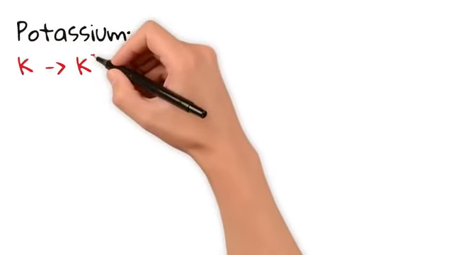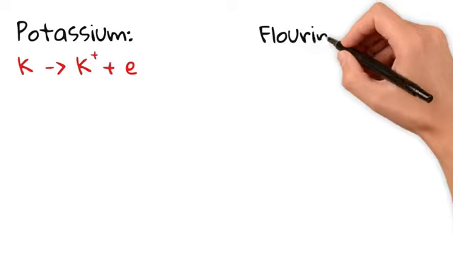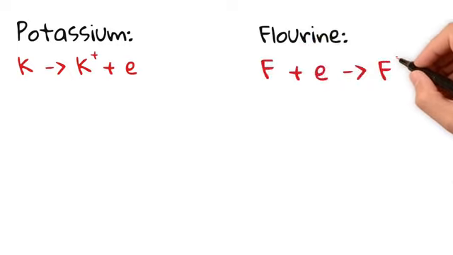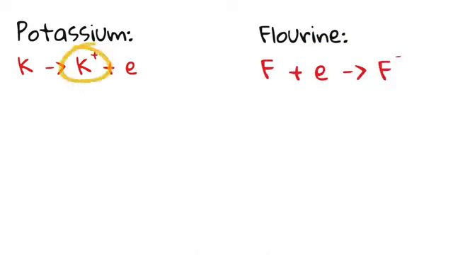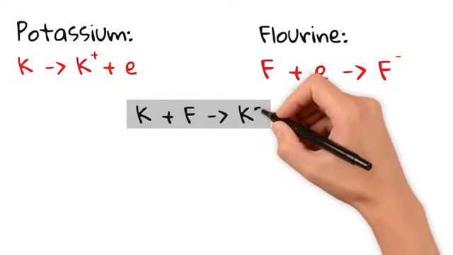Here's the answer. Potassium is a metal with 1 electron in its outer shell. It loses this electron, forming a K+ ion. Fluorine is a nonmetal with 7 electrons in its outer shell. It gains 1 electron, forming an F- ion. The K+ and F- ions attract, forming an ionic bond.